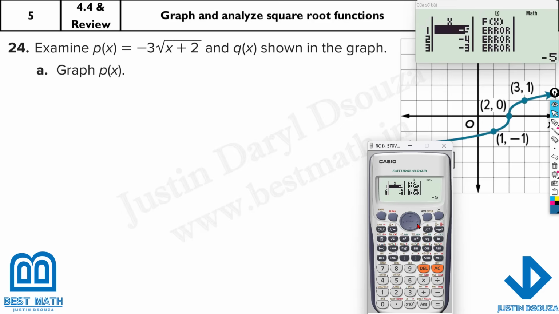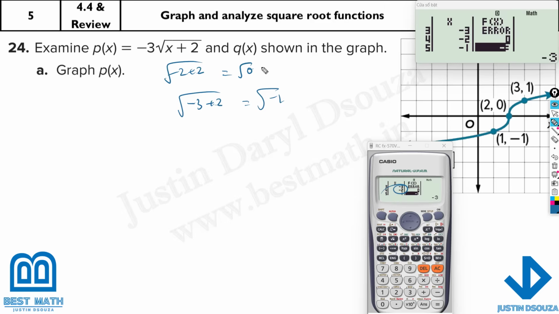And now let's start. Look here, this is a square root function. So here you can see there are plenty of errors, right? Why? Because when any number inside the square root is negative, it's imaginary. So therefore we get the error. Now let me show you. If I have minus 3 plus 2, what happens? It is square root of negative 1, error. But what about minus 2? If I put minus 2 plus 2, it's 0. Square root of 0 is 0 itself. So that is fine. Therefore, you have errors. Doesn't matter, ignore those errors.